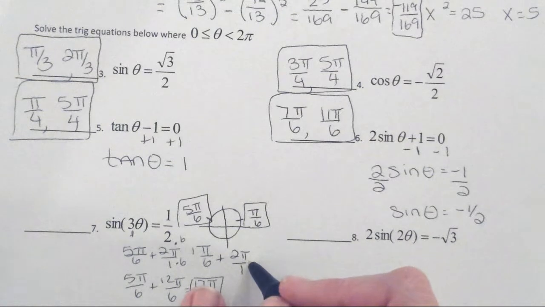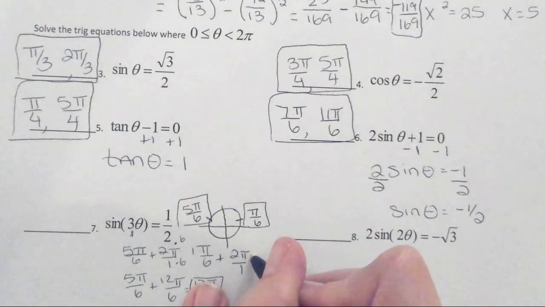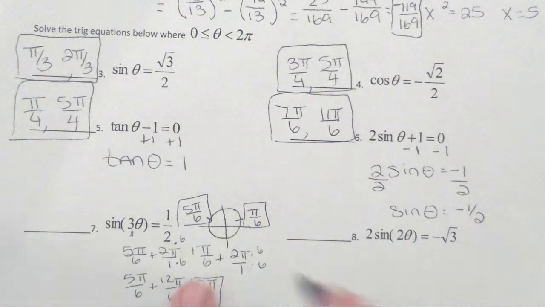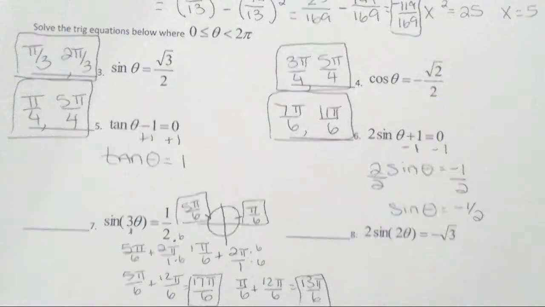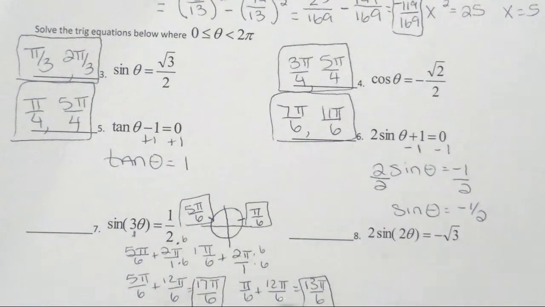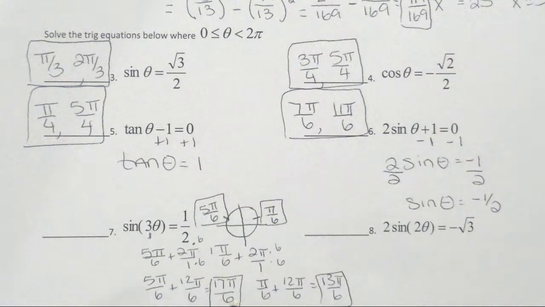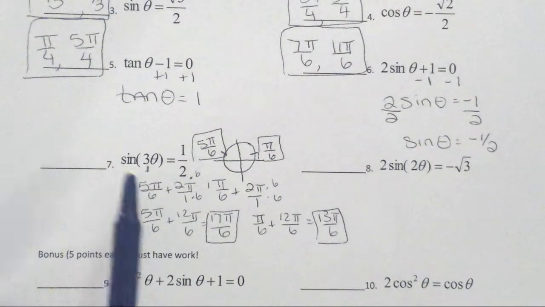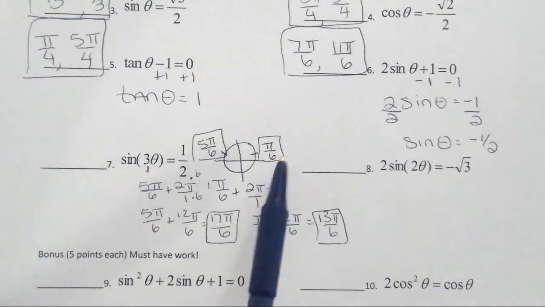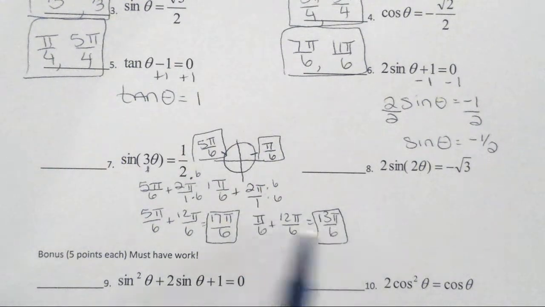Now I have to add 2 pi right here. So again, I have to get a common denominator and multiply top and bottom by 6. And we have pi over 6 plus 12 pi over 6. And that's going to give me 13 pi over 6. So now I have 1, 2, 3, 4 answers. The first time around, the second time around. I have to add 2 pi again to both of these answers because I'm going around 3 whole times.